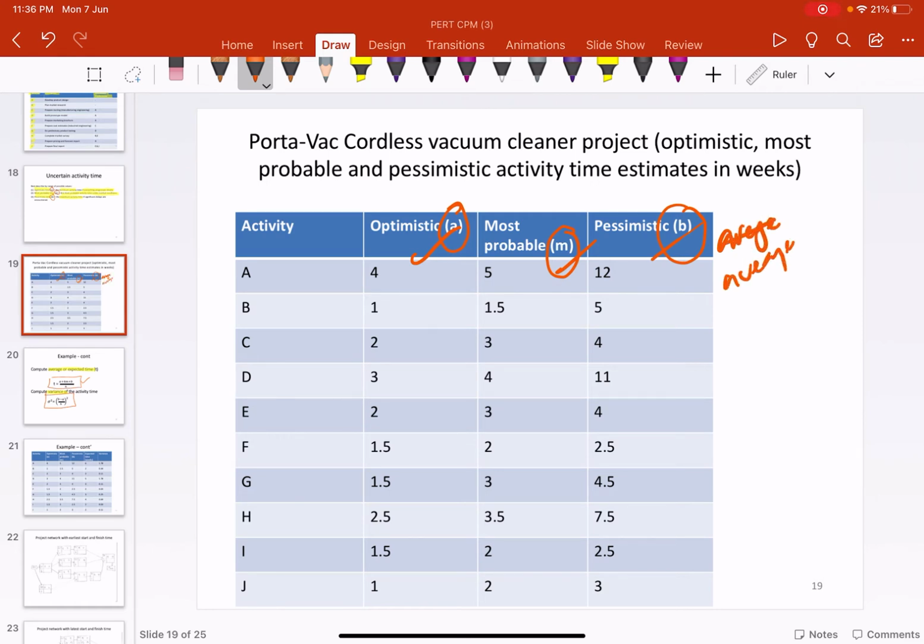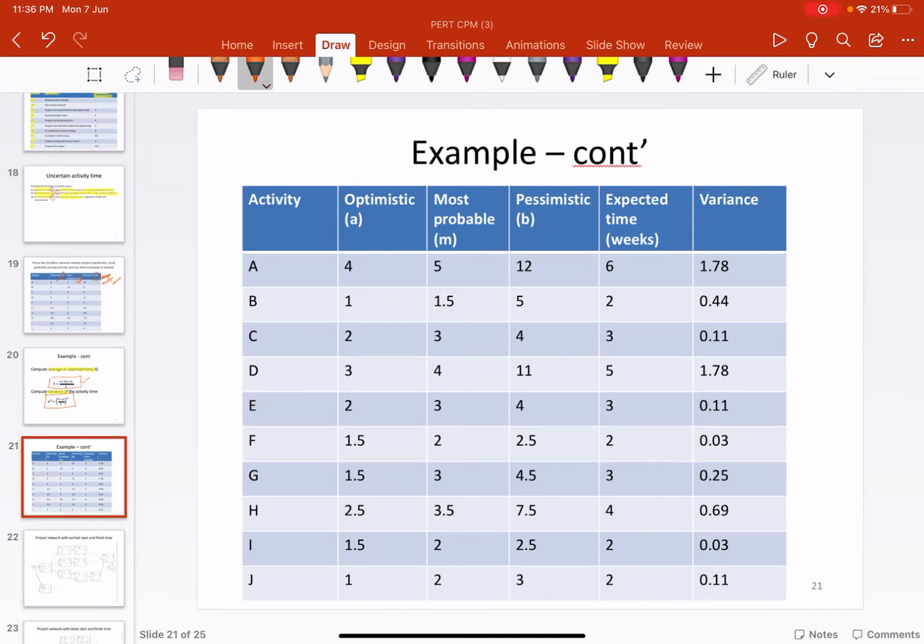Average and also the variance. Okay, so you need to have another two new columns added here, which are expected time and also the variance. So how do we get this expected time?